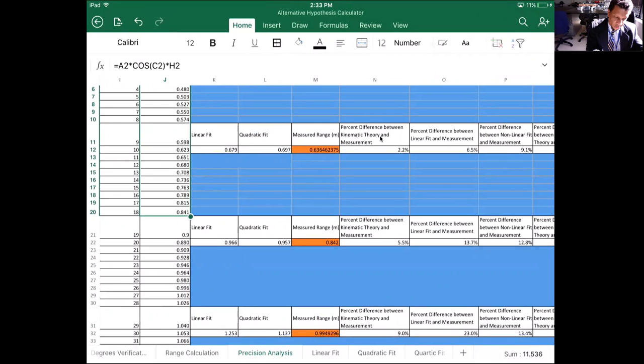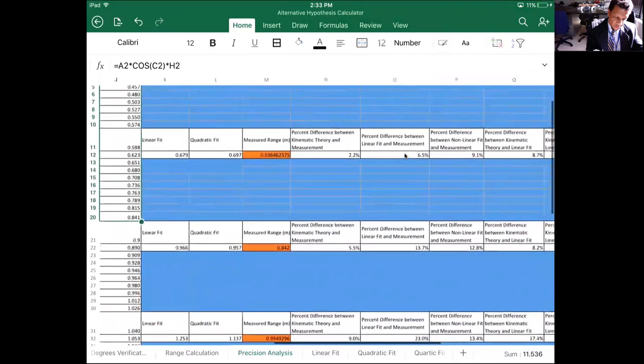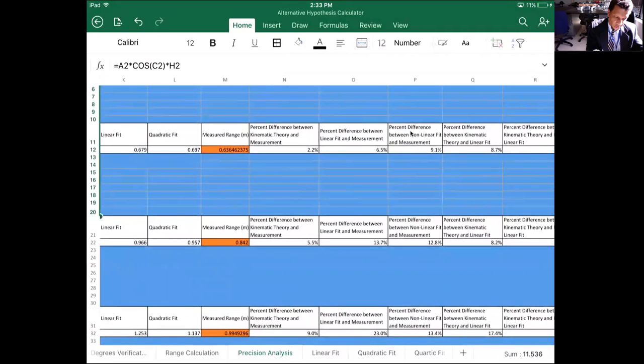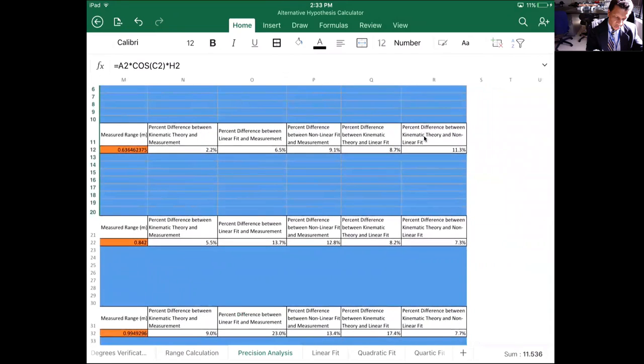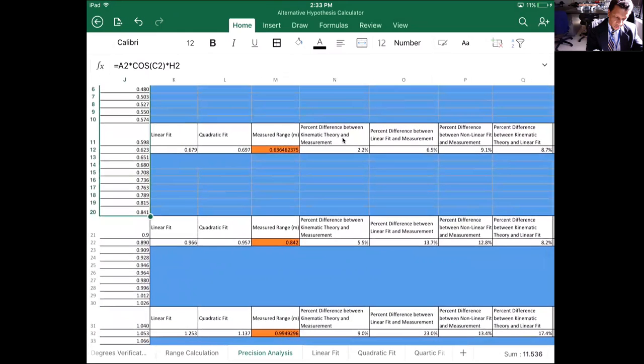The percent difference between these two, the kinematic theory and the measurement, is pretty low. And the percent difference between the linear fit and the measurement is higher than the aforementioned one. And then our percent difference between the nonlinear fit and the measurement is getting even higher. The percent difference between the kinematic theory and the linear fit is pretty high. And the highest is the percent difference between the kinematic theory and the nonlinear fit. So the one that I would go with would be the percent difference between the kinematic theory and the measurement. So I would use kinematic theory to really help me predict where this ball is going to land. That's my best error.